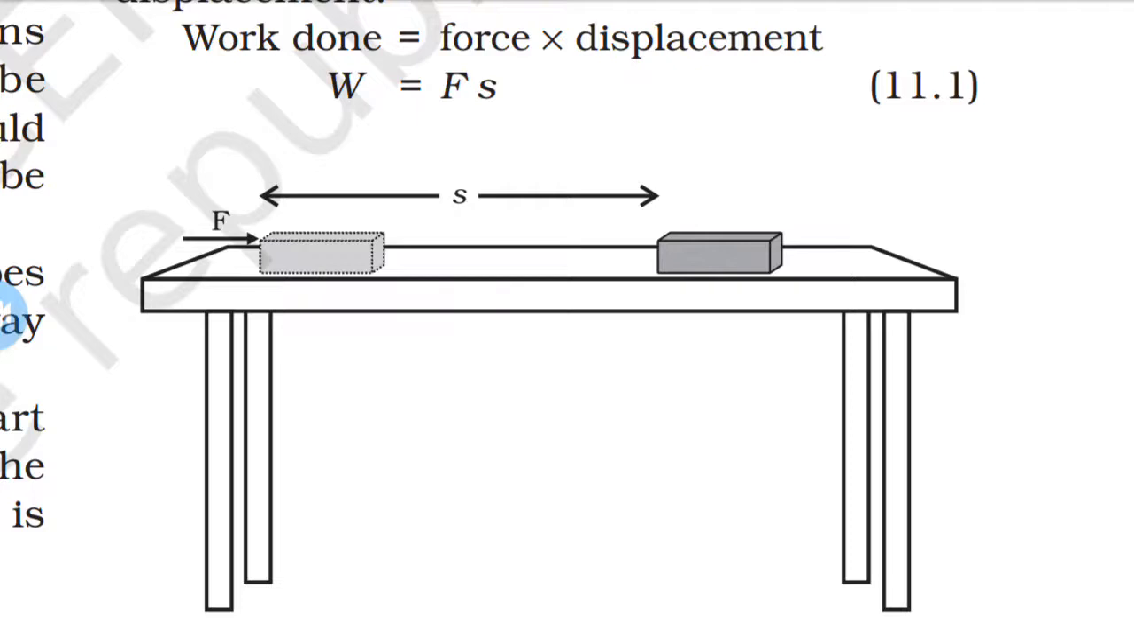Now here, we take F equal to 1 Newton. The SI unit of force is Newton, and the SI unit of displacement is meter. So if in this equation we take F equal to 1 Newton and s equal to 1 meter, then work done by the force will be 1 Newton meter. So here the unit of work is Newton meter, or the joule.